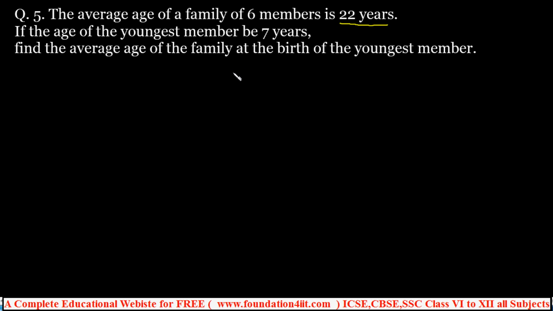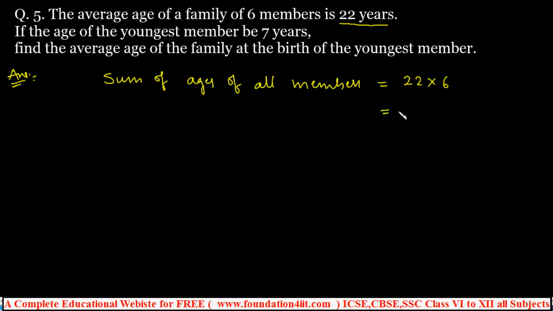We'll first find the sum of the ages of all the members, to do the calculation. Sum of ages of all members. We know already, sum is equal to average into number. So the number is 6, total 6 members, average is 22. So 22 into 6, 132. So 132 years is the total of the ages of all 6 members if you add.